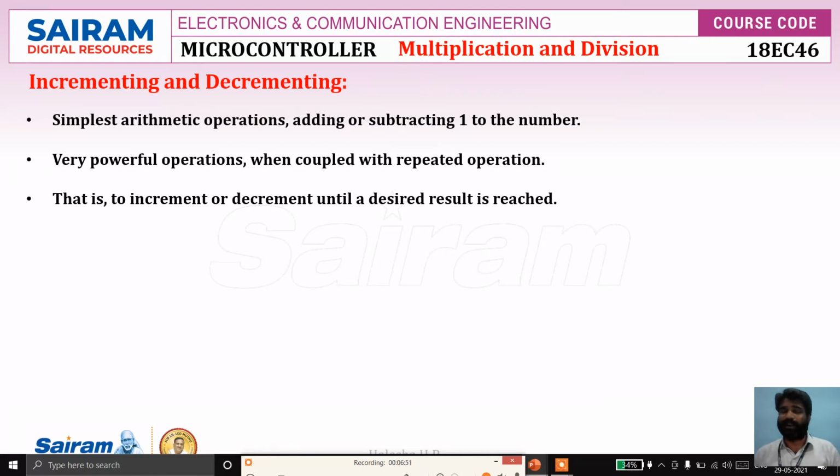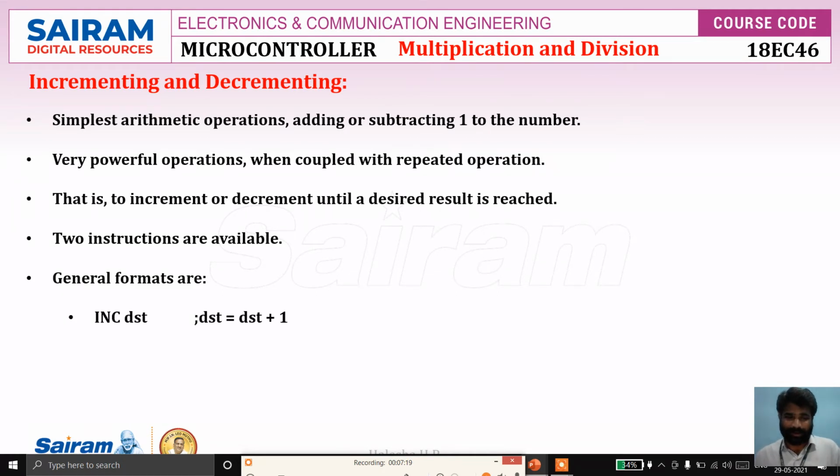So we observed the decrement jump not zero instruction, where we decrement the content of R2 and repeat until it is 0. To repeat a couple of operations, this is most important, either to increment or decrement until the desired result is reached. Again, we have two instructions available, one for incrementing and one for decrementing.